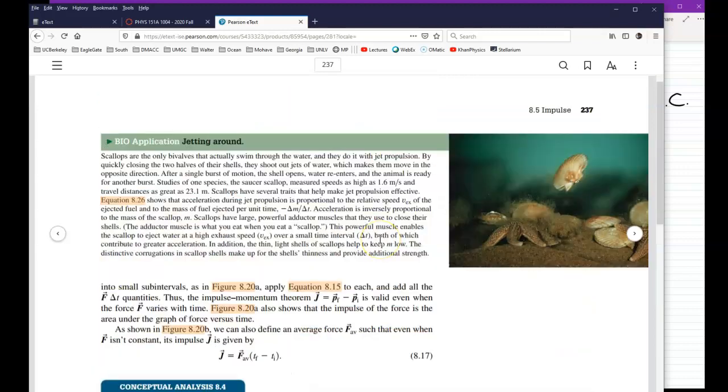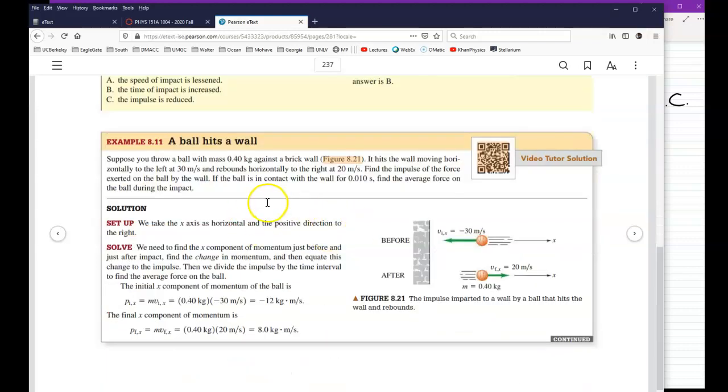Okay, good. Let me give you an example. There we go. This is a good, simple example. You take a ball and throw it against a brick wall, and it rebounds. You hit it with a speed of 30 meters per second, with a minus here because it's going to the left. Then the ball rebounds, and of course some of that energy has been absorbed by the ball. It's not an elastic collision, and so the new speed is 20 meters per second. And he's asking for the impulse.